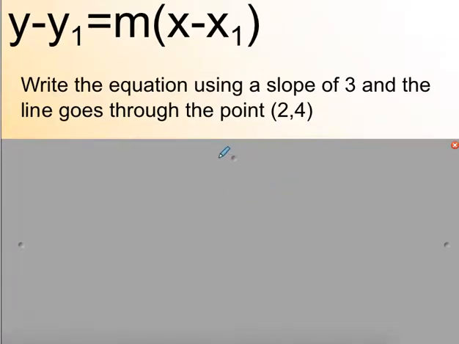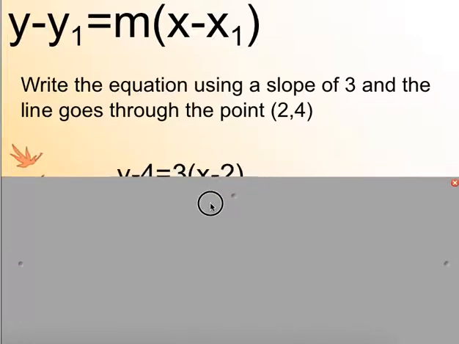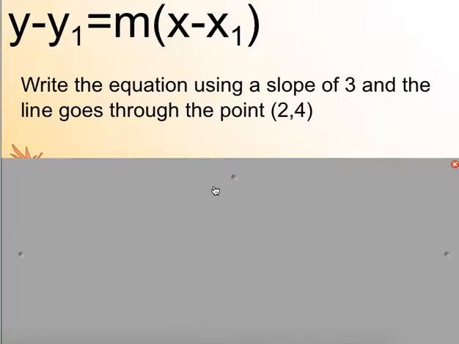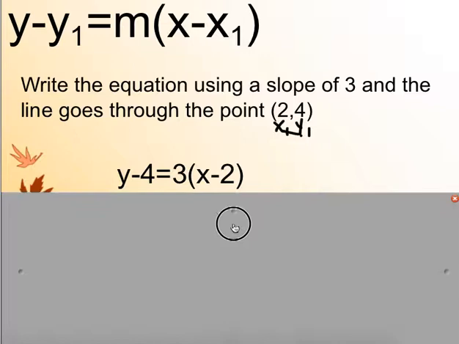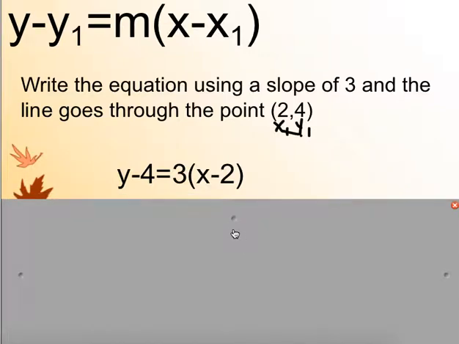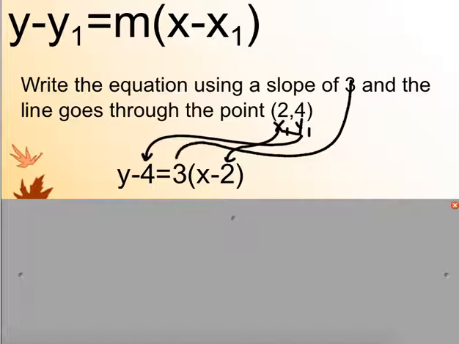But let's try it. So write the equation using a slope of 3 and a line that goes through point (2, 4). So first I'm going to label my point and say this is x1 and this is y1. So when I plug them in, this is what I will see. My y1 is going to go here, so y minus 4, x1 going to go inside here, and then my slope of 3 is going to go on the outside of my parentheses. So as it is right now, y minus 4 equals 3 times the quantity x minus 2. This is in point-slope form.